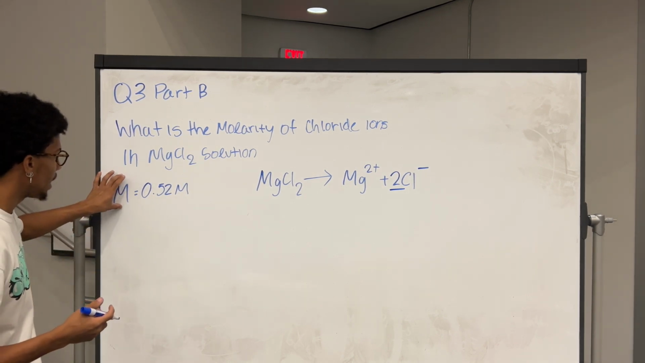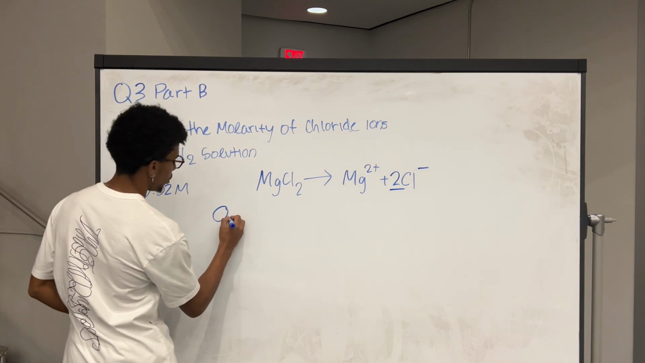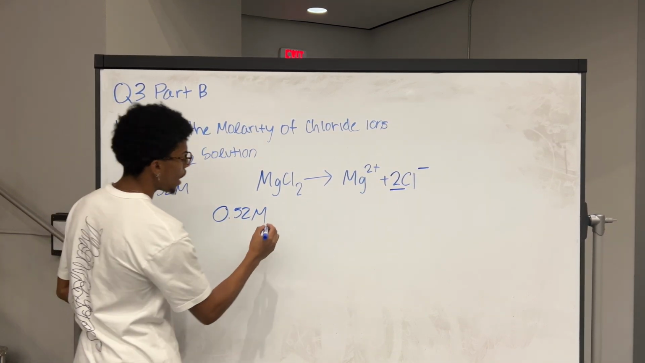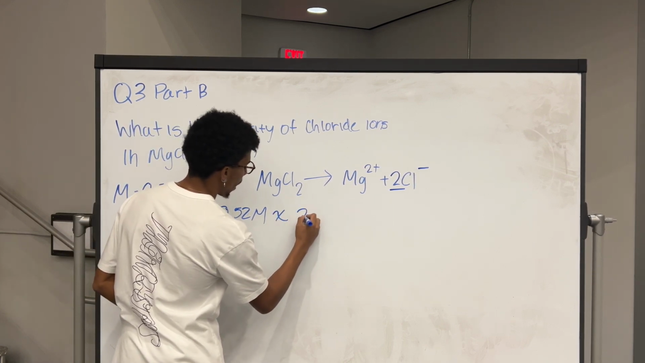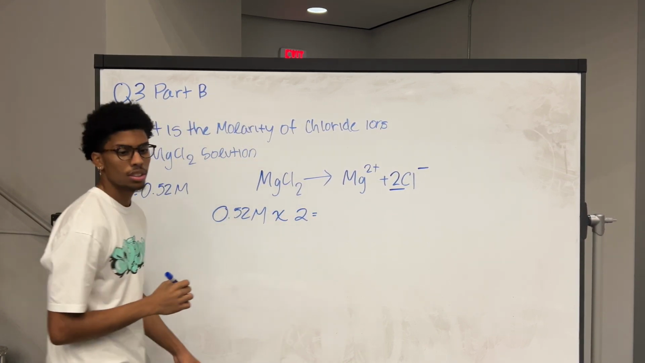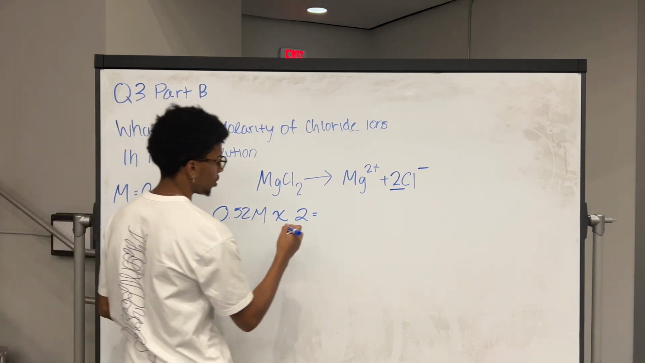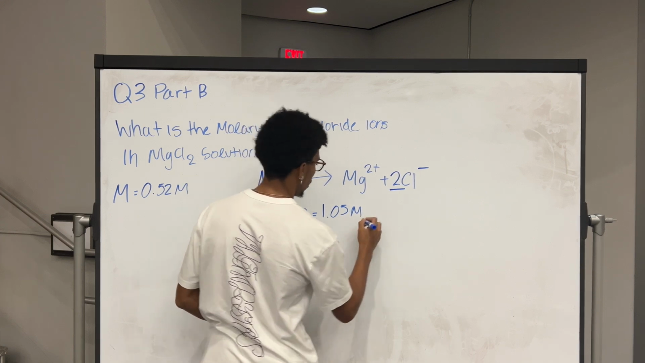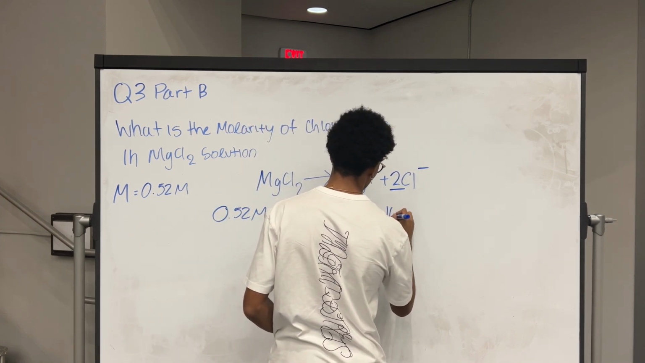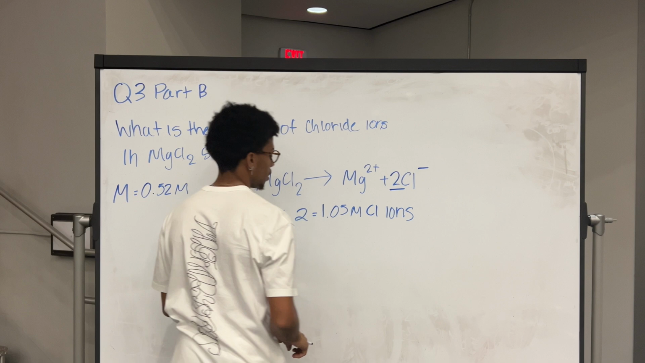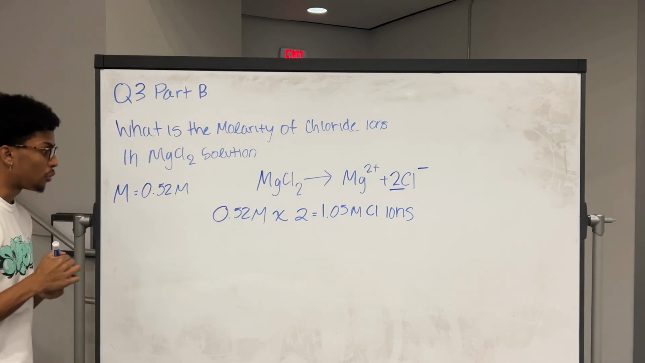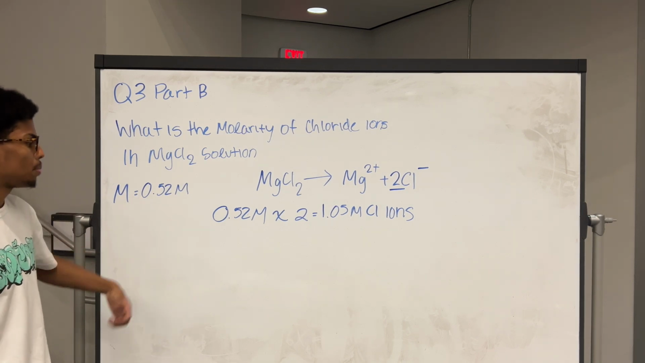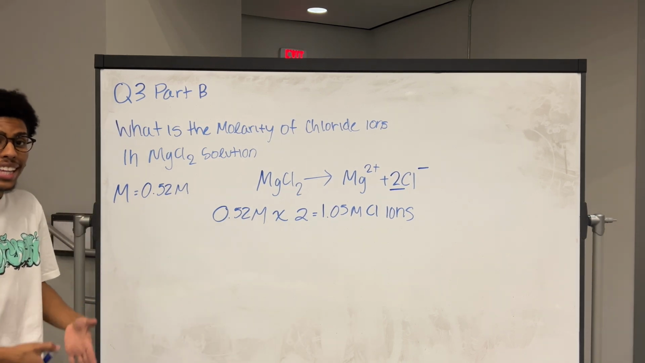And so if it's asking for the molarity of chloride ions, the fast way to do this is just take the molarity of the entire compound, which is 0.52 molarity, and multiply that by 2. And you're going to get an answer of 1.05 molarity of chloride ions. The reason you can just multiply the compound's molarity by 2 is because you're in the same solution.